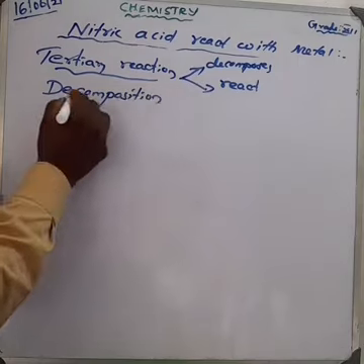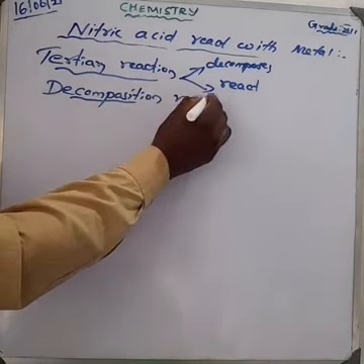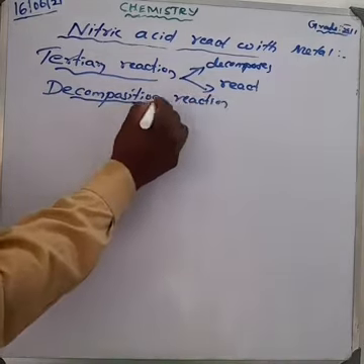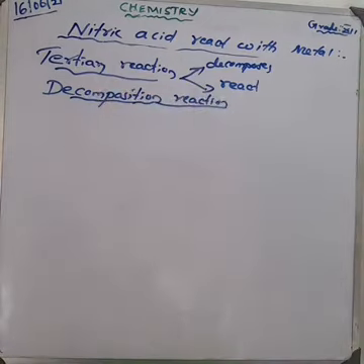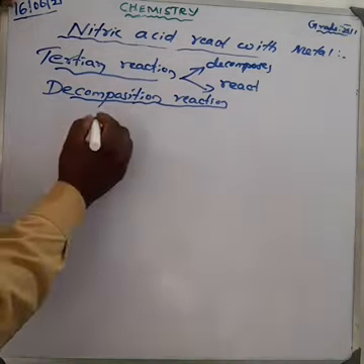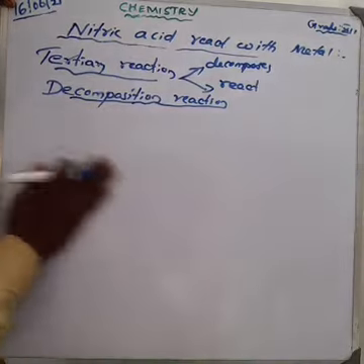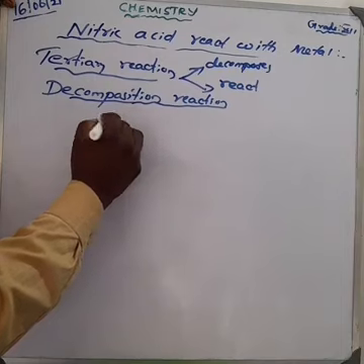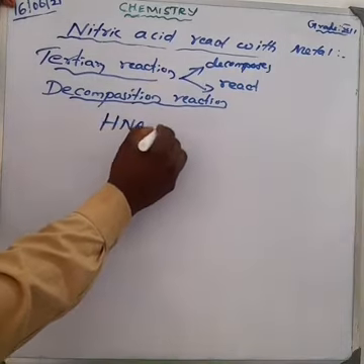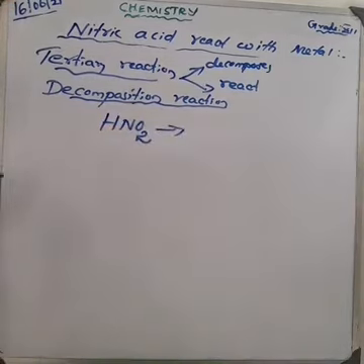Primary reaction is the first step. Secondary reaction is the second step. Tertiary reaction is the third step. Am I right? So here I am taking nitric acid, which undergoes a decomposition. HNO3 undergoes a decomposition. What is the product here? Nitric acid is decomposed. We know that one.